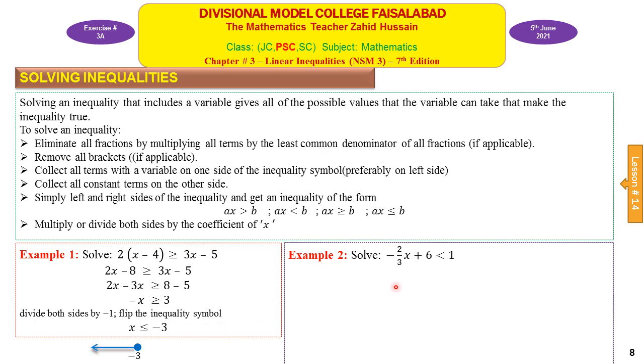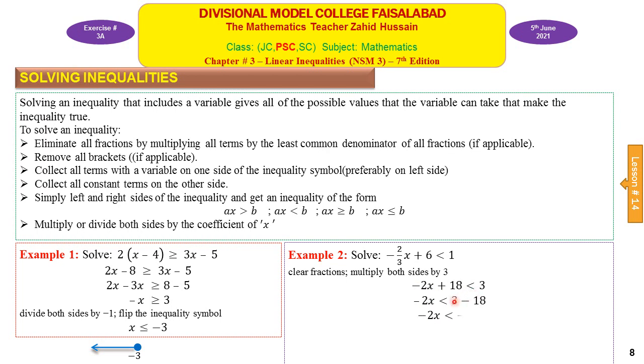This is example number 2. In this example, there is a fraction. The coefficient of x is a fraction. To remove this fraction, we will take the LCM of the denominators. Because there is only one denominator, 3, 3 is the LCM. So we will multiply each term of this inequality by 3, and 3 is a positive number. Multiplying both sides of the inequality by a positive number does not change the sign of the inequality. So this will give us minus 2x plus 18 less than 3.